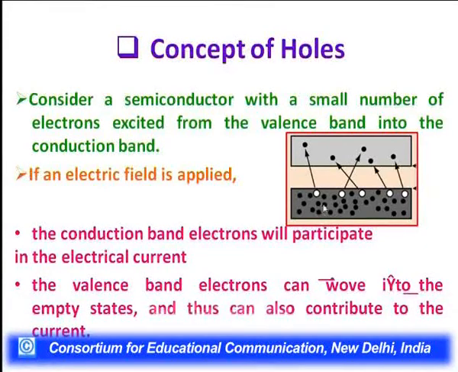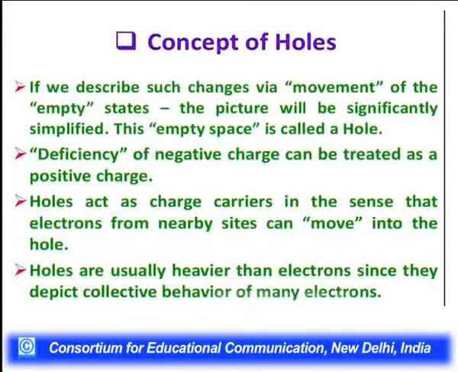The valence band electrons can produce the empty states in the valence band, and thus it is contributed to the current. What is the concept of hole? If we describe such changes via the movement of the empty space, it means the electrons will move from the valence band to the conduction band and the holes are created, or we can say the empty states are created, and the picture will significantly simplify.